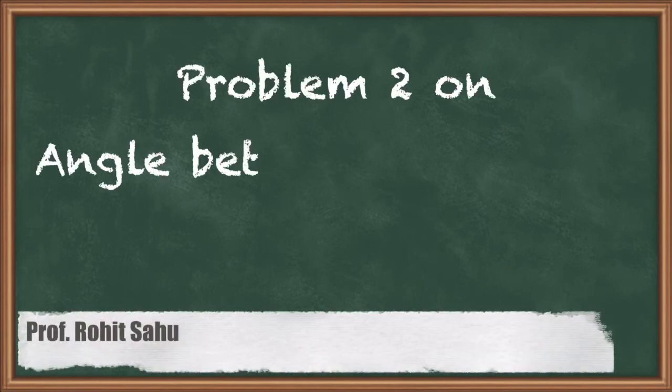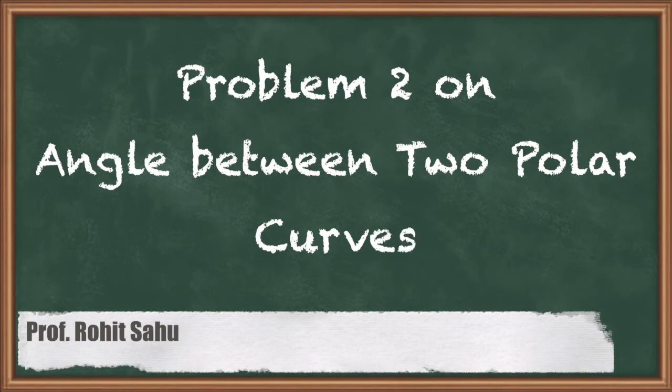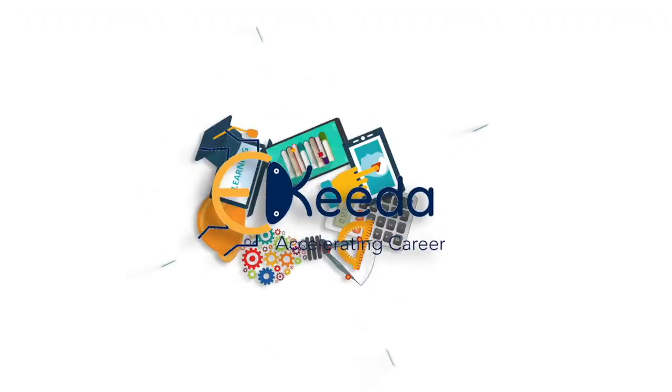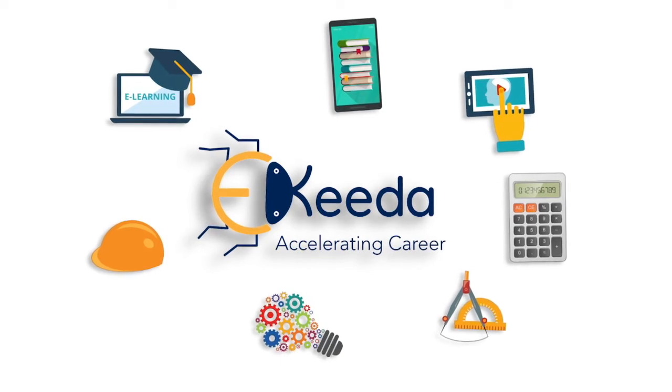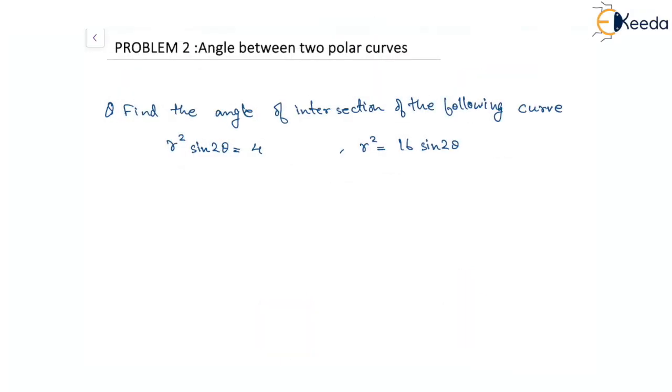Hello, in this session we'll see another question on angle between two polar curves. So, the question is to find the angle of intersection of the following curves. One of the curves is r square sine 2 theta equal to 4. Another one is r square equal to 16 sine 2 theta.